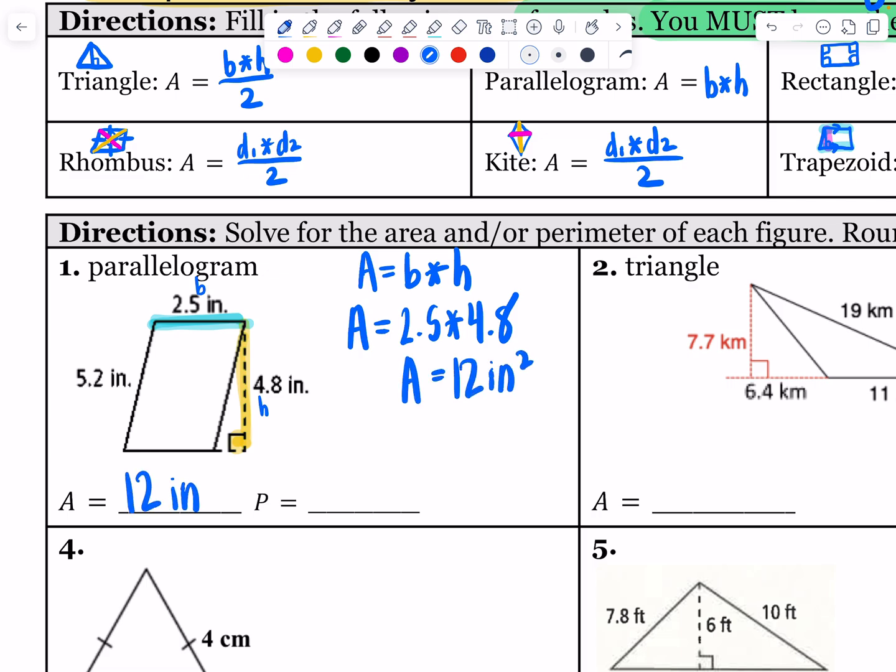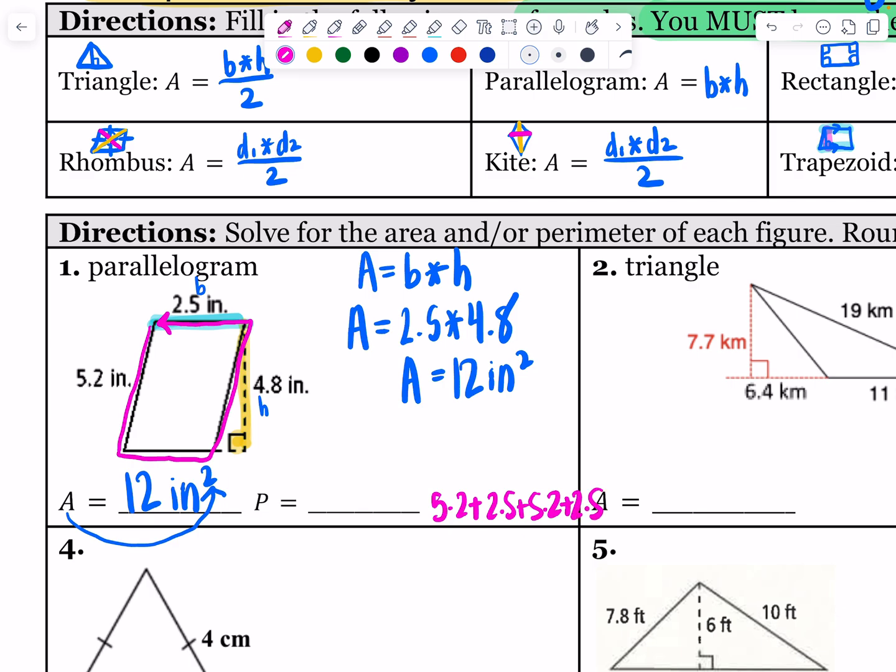Area is always to the second power. So whenever I see this, I know that should be squared. My perimeter is going to be the solid black lines. So when we trace those solid black lines, I'm going to trace these 4 solid black lines. What is that going to be? That is going to be 5.2 plus 2.5 plus 5.2 plus 2.5.